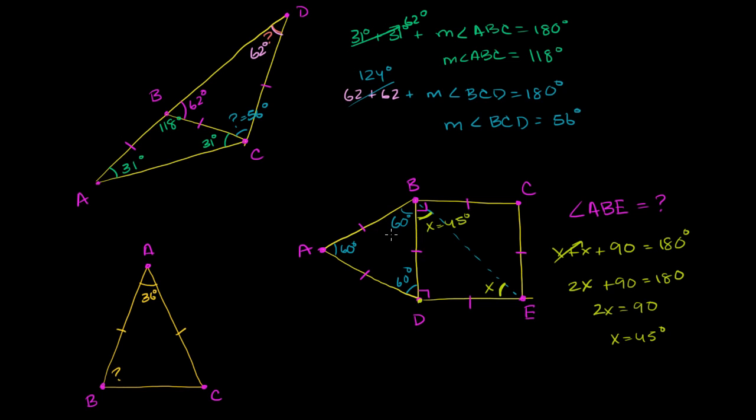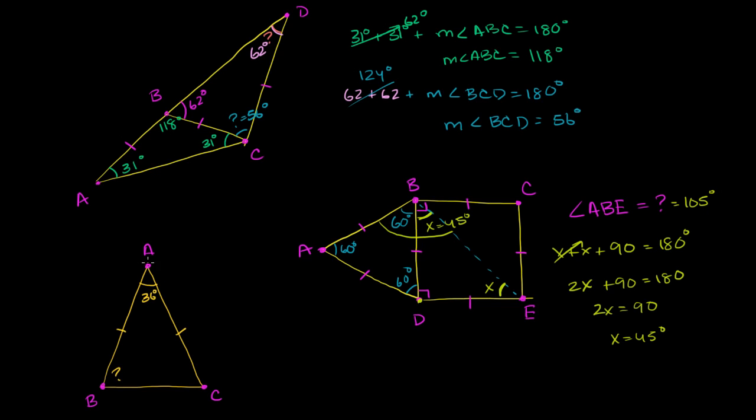And then we're done, because angle ABE is going to be equal to the 60 degrees plus the 45 degrees. So it's going to be this whole angle, which is what we care about. Angle ABE is going to be 60 plus 45, which is 105 degrees. And now we have this last problem over here. This one looks a little bit simpler.